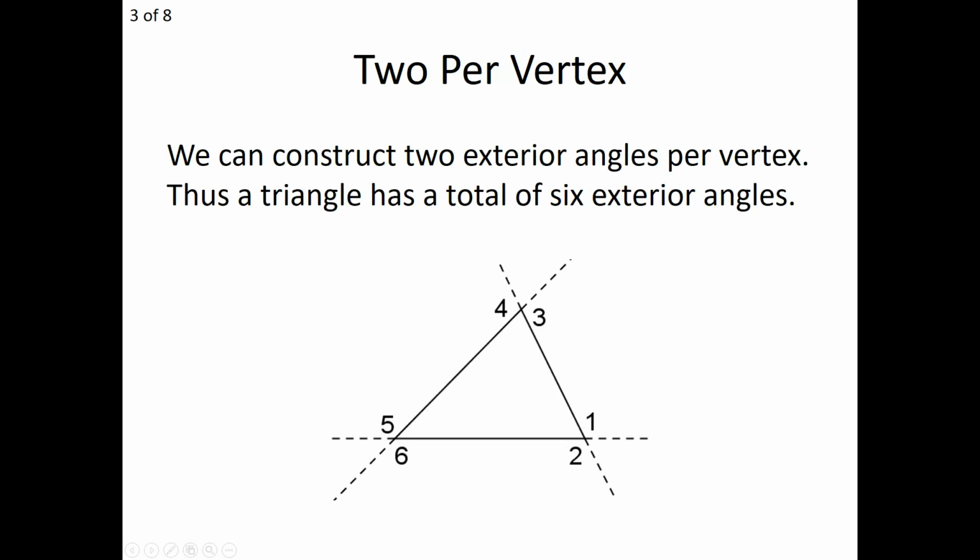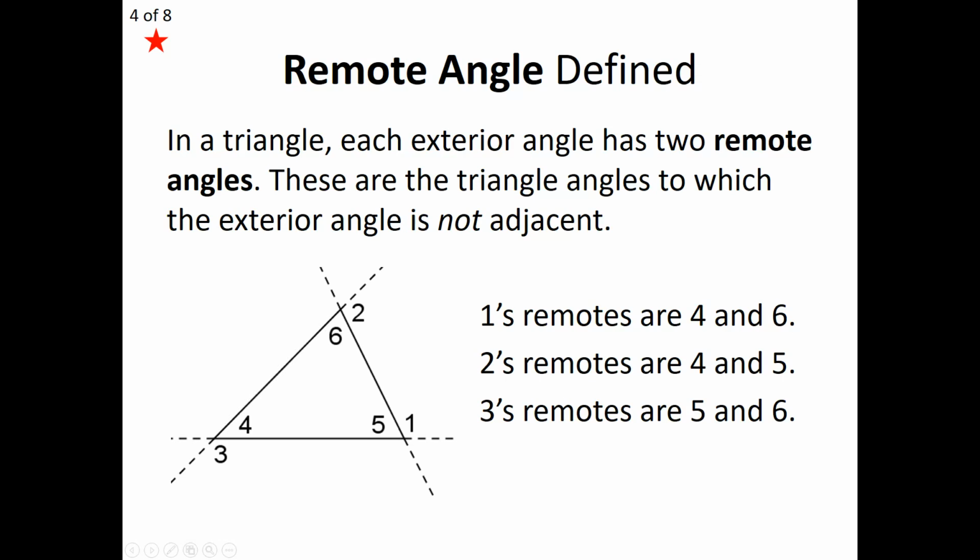Now, of course, at each vertex, we could extend out the sides in two different directions, which means we would actually form two exterior angles at each vertex. So any given triangle actually has a total of 6 exterior angles. Now, there's going to be another angle that we find with our triangle in relationship to that exterior. Each exterior has what we call remote angles. They'll specifically have 2 remote angles. So in this triangle, whenever we talk about an exterior angle, each exterior comes with 2 remotes.